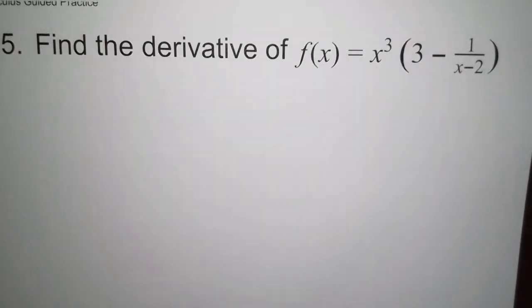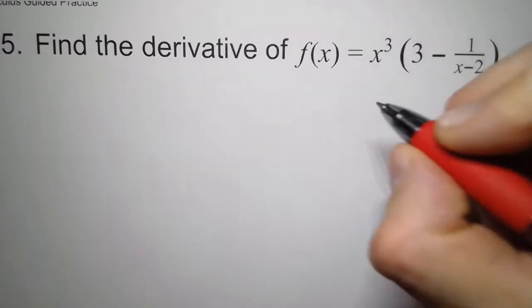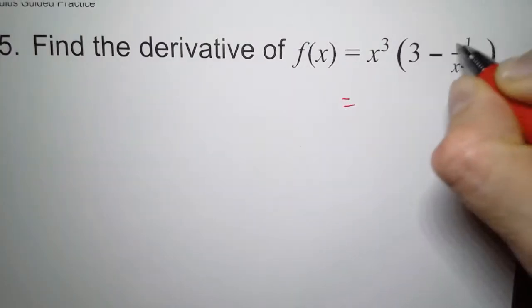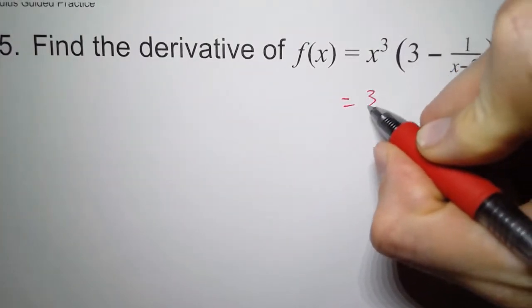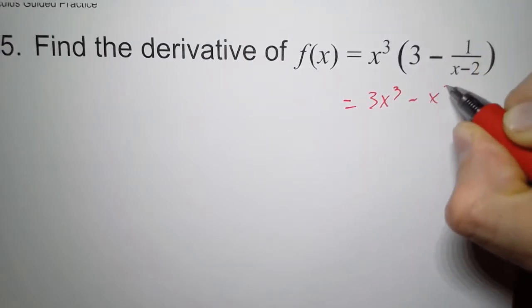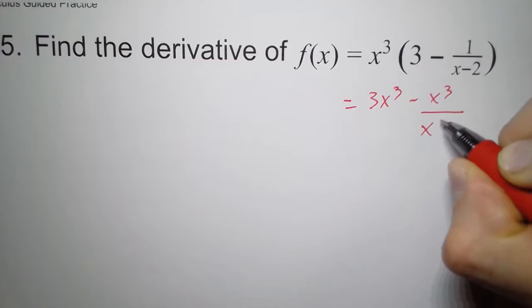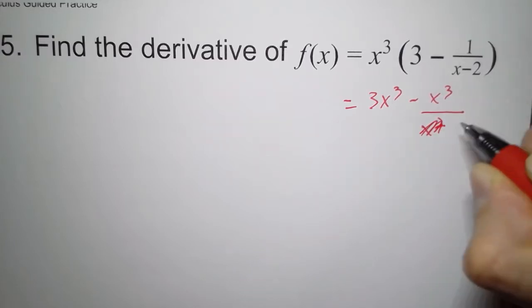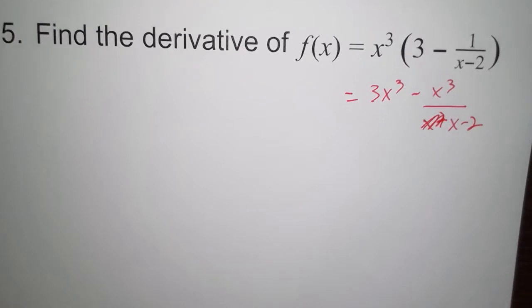Now here we've got some multiplication going on along with a fraction. The way to make this easy on ourselves is to first multiply in the x cubed. So we have 3x cubed minus x cubed over x minus 2. So that is our f of x.